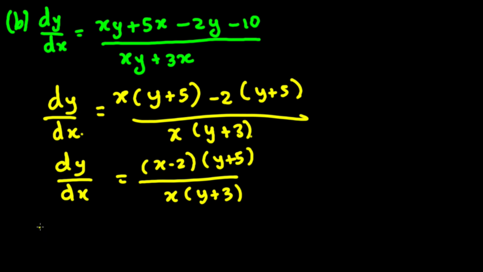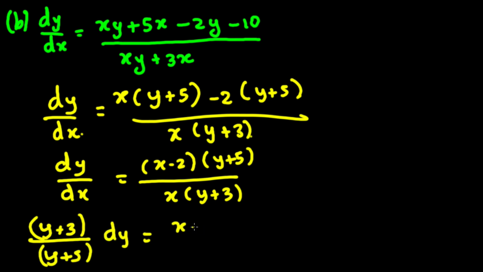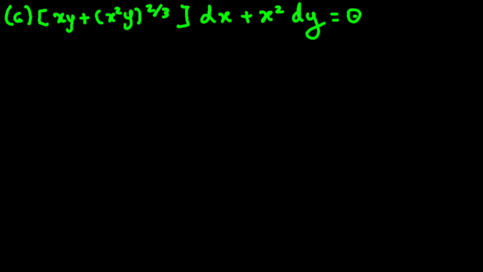Okay. So this is going to be y plus 3, and in the denominator we will have y plus 5, and that one multiplied by dy. In the other side we have x minus 2 divided by x multiplied by dx. So now you can see y terms are in the one side and x terms are in the other side. So this is a separable differential equation. Okay. Now let's look at the next one.